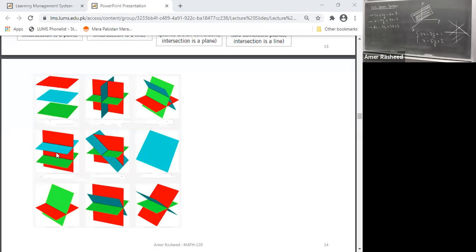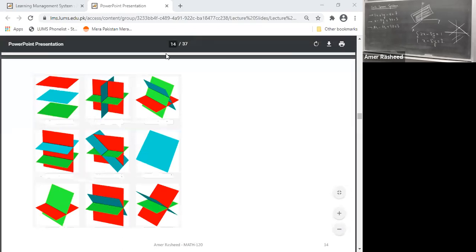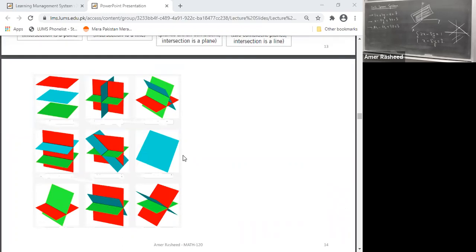So when all three planes are intersecting at a single point, there will be a unique solution, there will be one solution. When all three planes are intersecting and there is a straight line of intersection between the three planes, then there will be infinitely many solutions, okay? And when all three planes are on top of each other, then there are again infinitely many solutions. I hope you get it.